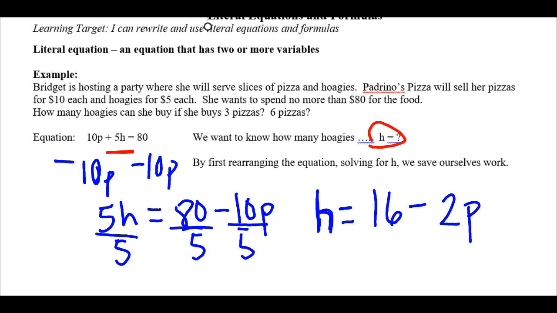Okay, and so we can figure out how many hoagies we can buy depending on how many pizzas we have. So now if I have 3 pizzas, 16 minus 2 times 3 is 6. 16 minus 6 is 10. If I bought 3 pizzas, I could have 10 hoagies. If I bought 6 pizzas, 16 minus 2 times 6, 2 times 6 is 12, 16 minus 12 is 4, I'd be able to buy 4 hoagies. And I can do that with any number now and easily figure out how many hoagies I can buy.